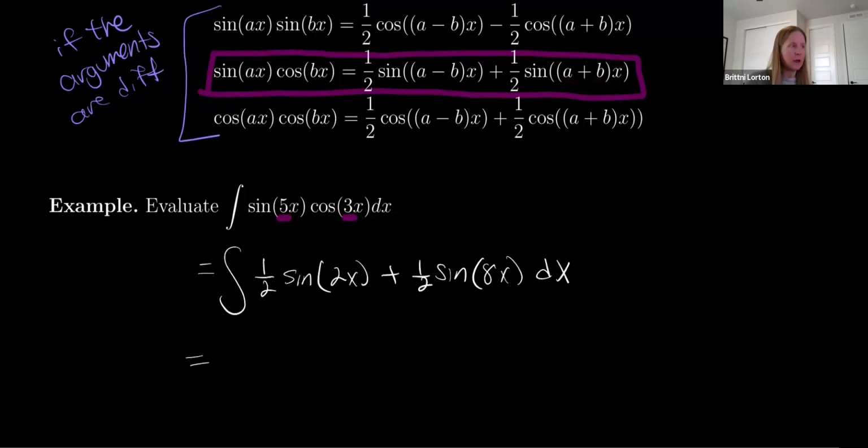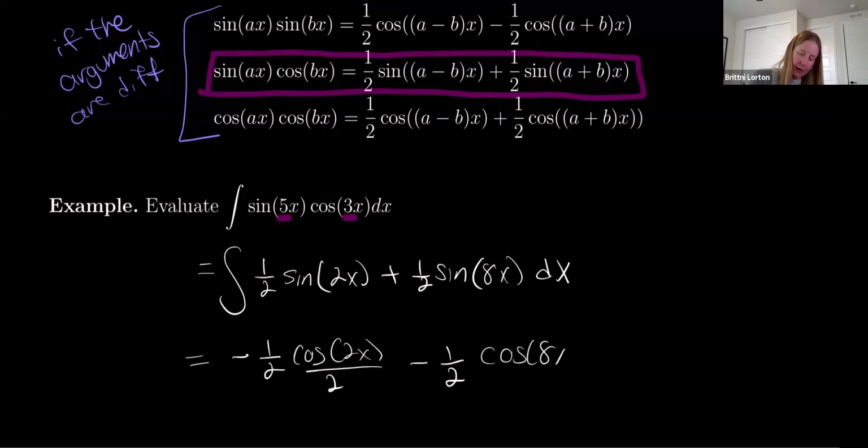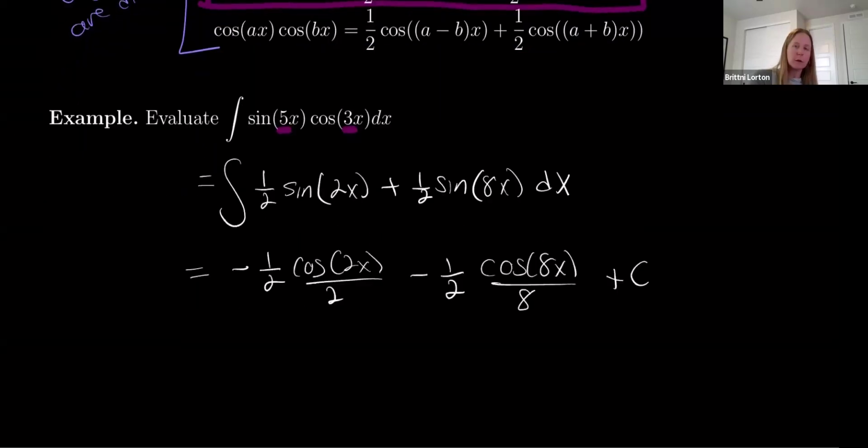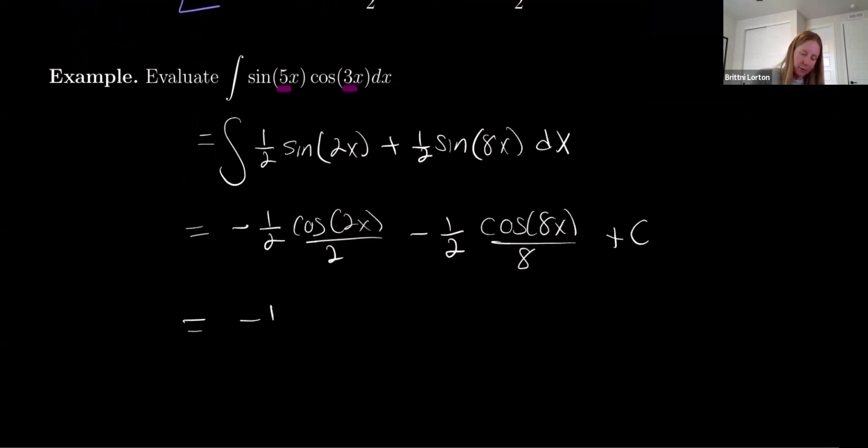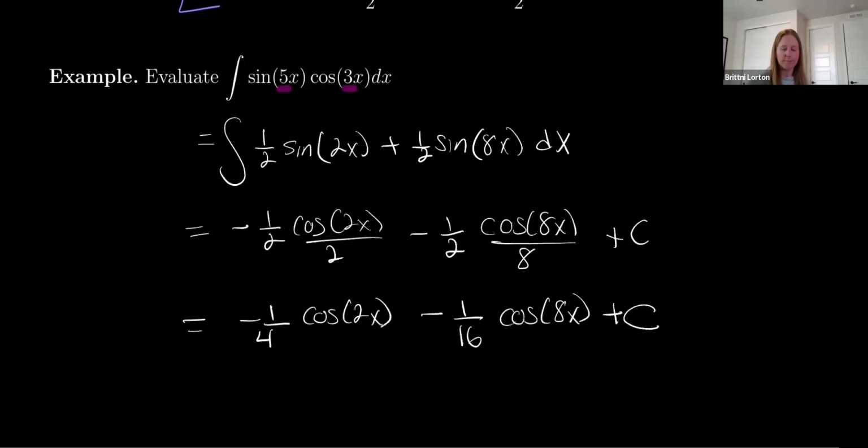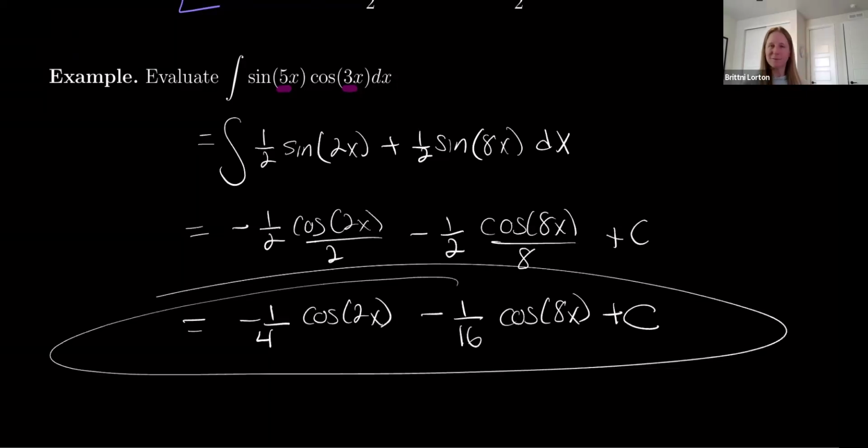So then that becomes the antiderivative of sine is negative cosine. Just don't forget to divide by the constant multiple. Same thing for the other one. Don't forget to divide by the constant multiple and then simplify. So negative 1/4 cosine of 2x minus 1/16 cosine of 8x plus c. Ta-da!